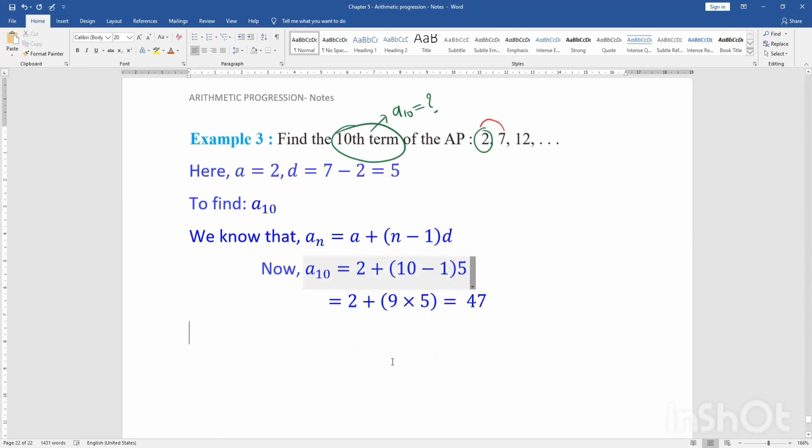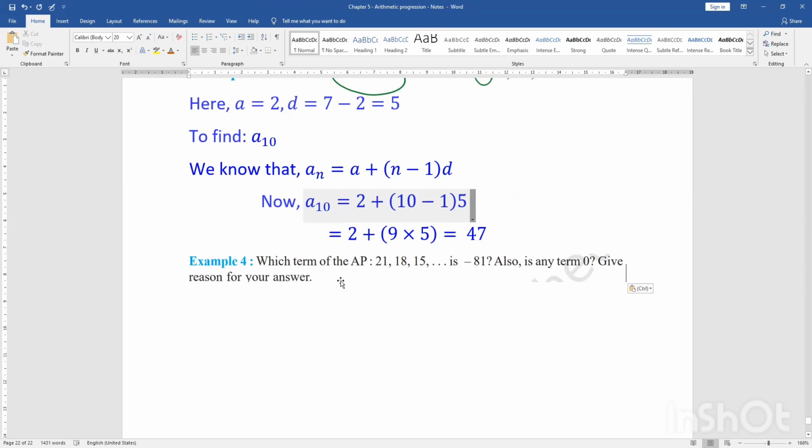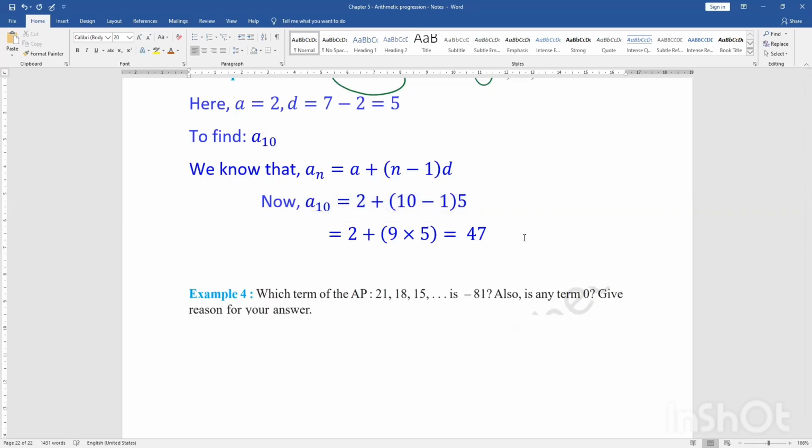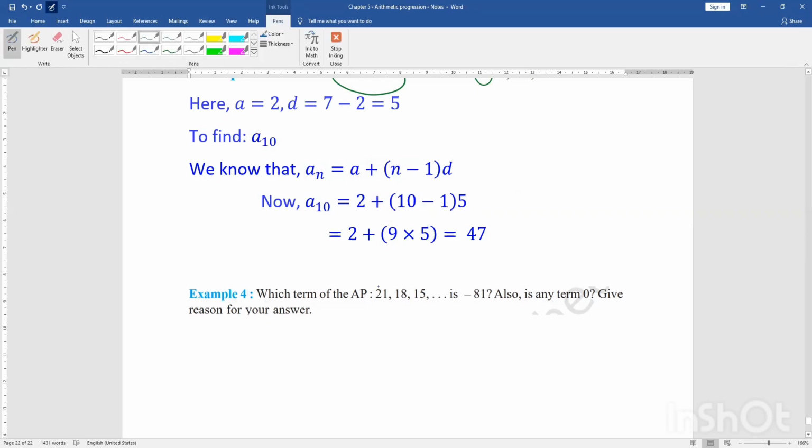Next thing we are going to take up is example 4. Which term of the AP 21, 18, 15, and so on is minus 81? Also, is any term 0? Give reason for your answer. Now let us try to understand this problem. What is all given? We have the first term, right? The first term is given, right, children? Then you can find out the common difference also, that is second term minus first term, that is 18 minus 21. We can do that, correct?